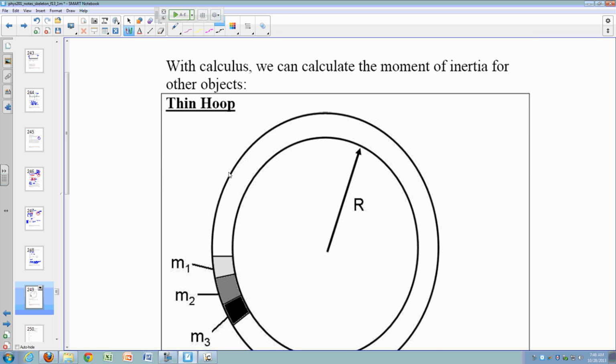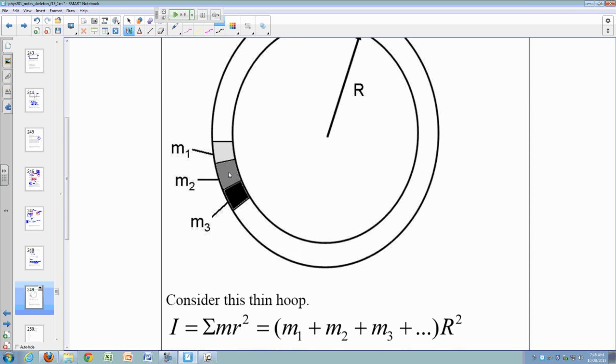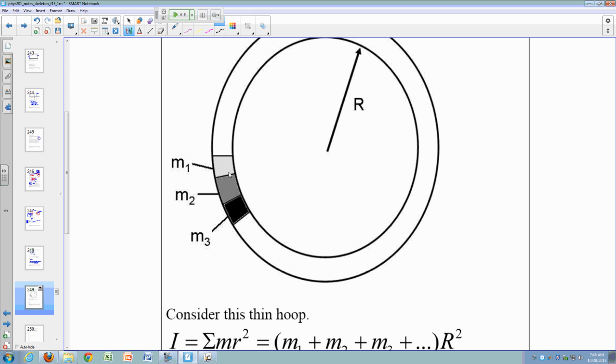All right, so this first one's pretty easy. It's just a thin hoop. It has a mass m and a radius r. Now, if I break this hoop into mass elements, as I've done here, I have a mass element here, a mass element here, a mass element here, and then I can go all the way around the hoop, breaking it up into an infinite number of mass elements. Remember, what do we call those? Starts with a D.